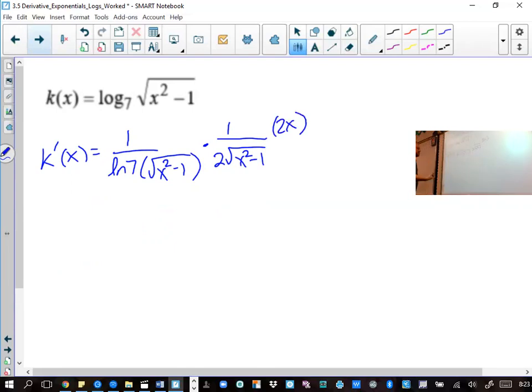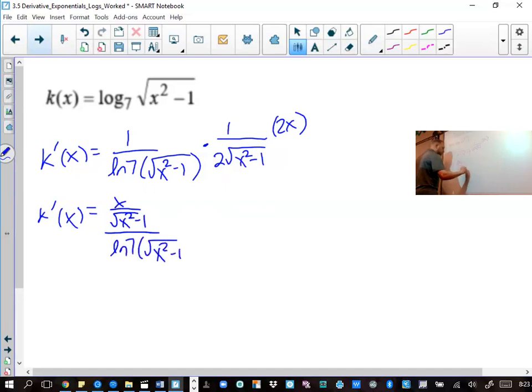And I'm going to just clean this up a little bit. So when I clean this up, I'm going to get k prime of x, this is 2x over 2. So those 2's cancel out, and I'm left with x radical x squared minus 1 over the natural log of 7 times the square root of x squared minus 1.